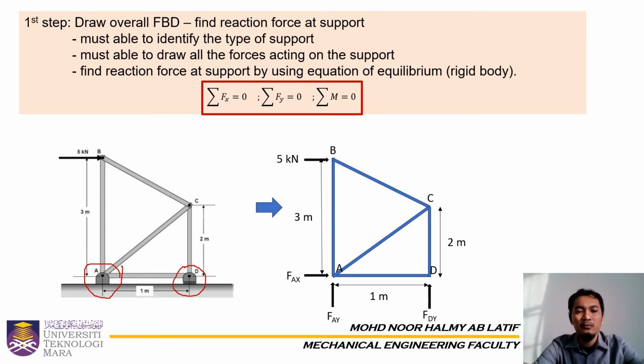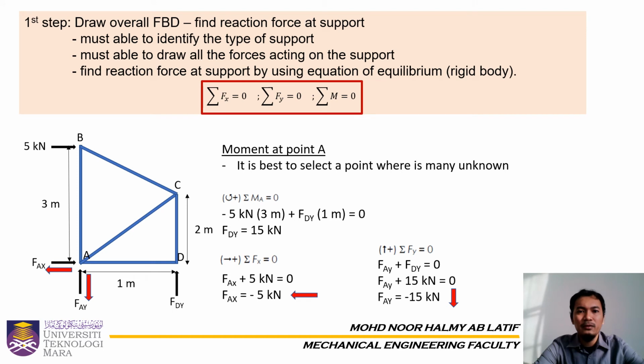As a pin support, we're going to have two reactions at it, which are AX and AY. At D, we only have one force acting, which is DY. Next, we're going to solve it by using the equations of equilibrium of a rigid body. So, first step is to select a point to take the moment.